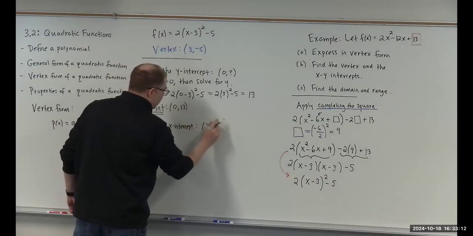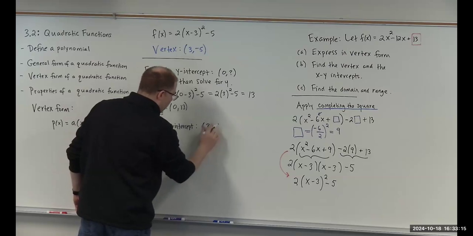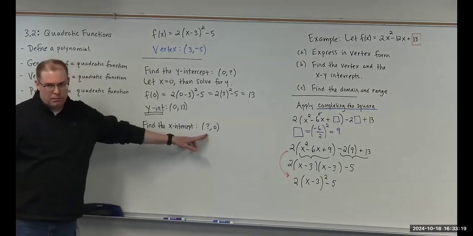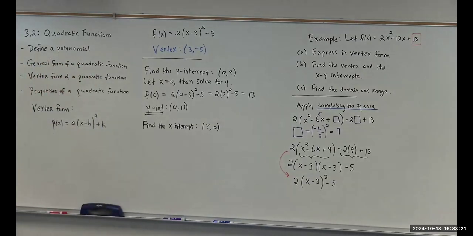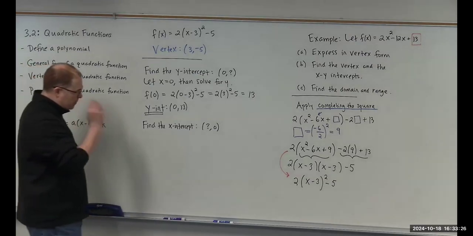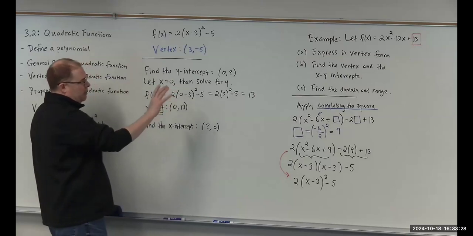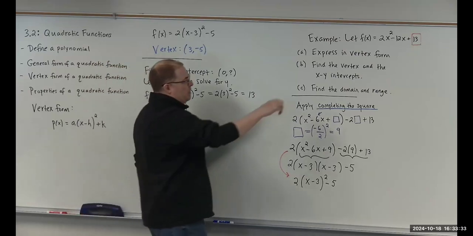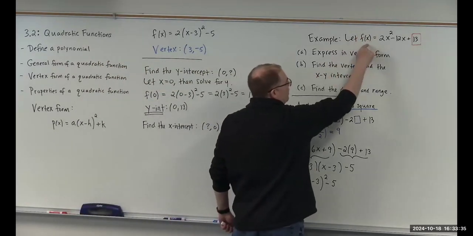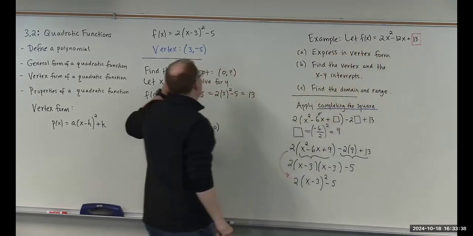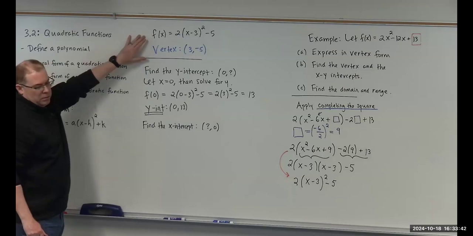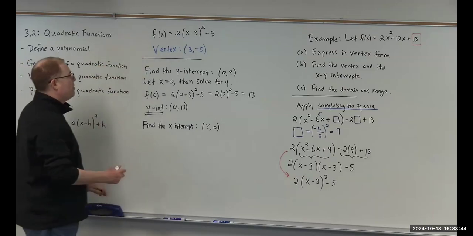So that means we want to let y be 0 and then figure out what x is. To do that, we want to set the equation equal to 0, this being y. So you're going to have this equal to 0. And because we have this vertex form, we can use this one, and then we can solve for x.